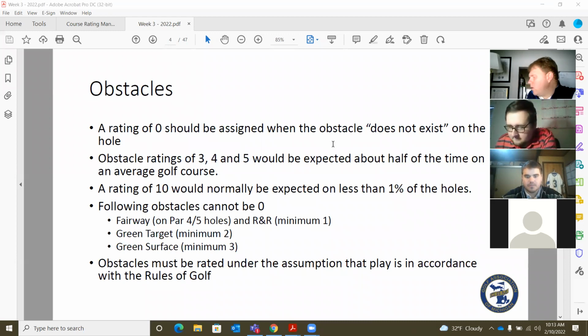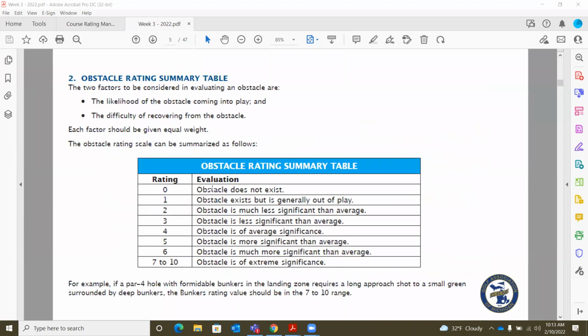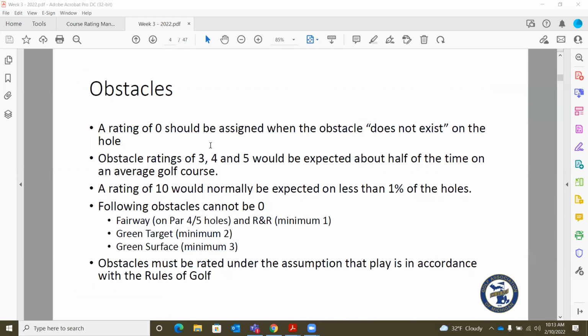All right, so now we're going to move into obstacles as part of our learning here. So again, just a couple things about obstacles. We talked about this at the beginning, but an obstacle is going to be rated anywhere from 0 to 10, and just a couple of generic things. A rating of 0 should be assigned only when the obstacle does not exist on the hole.